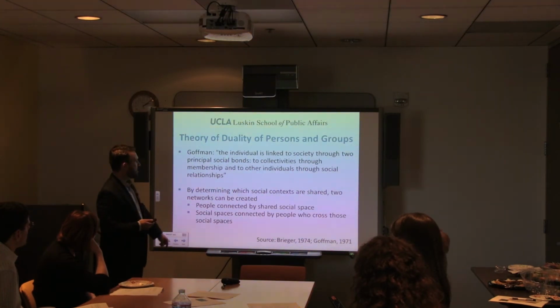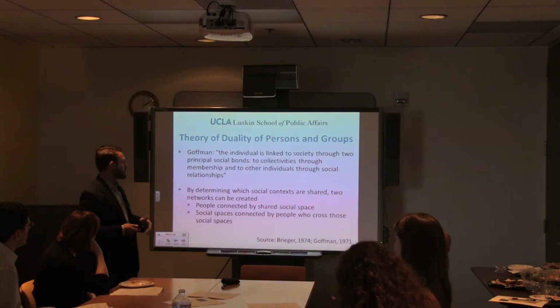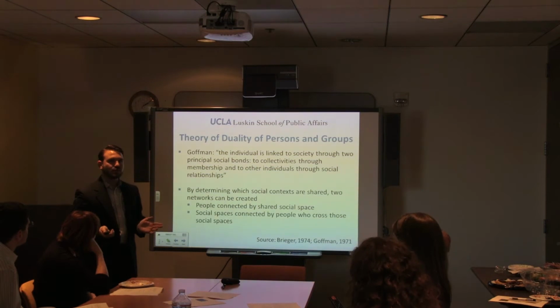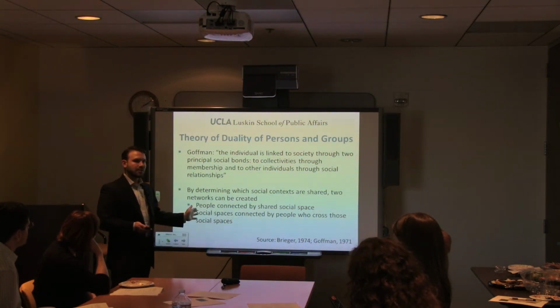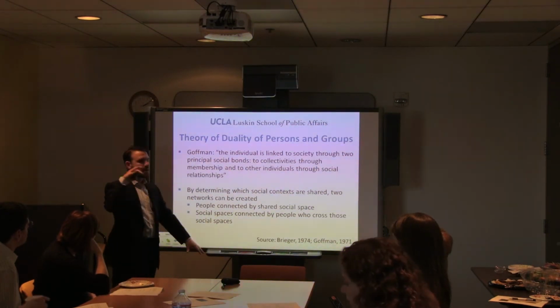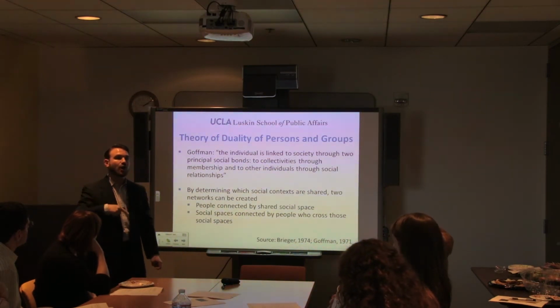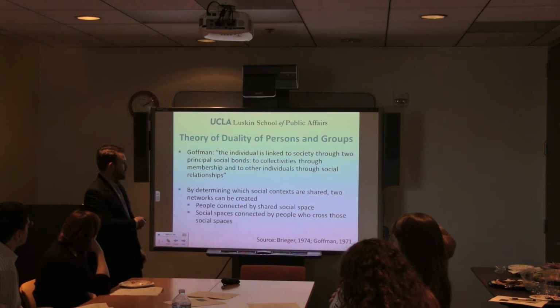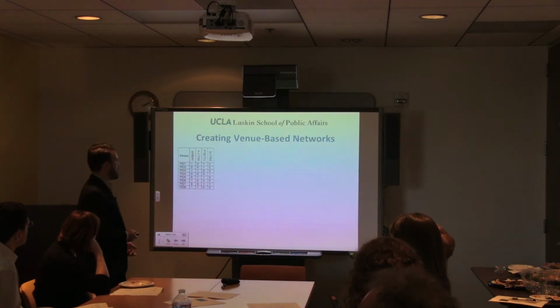connecting factor. When we determine which social contexts or venues are shared, we can basically create two types of networks. We can create a network of individuals who are connected by shared social spaces. And we can create another network of venues that are connected by the individuals who cross those social spaces. Here's how we do that using matrix algebra.